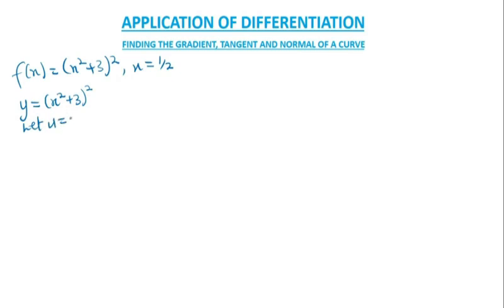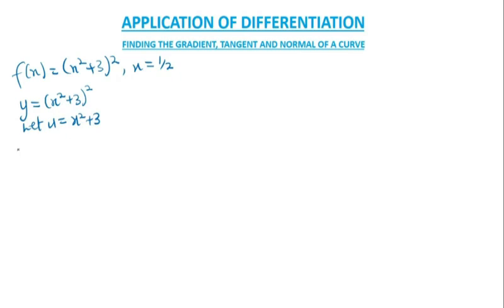Alright, so given that we have f of x is equal to (x squared plus 3) all squared, we have to find the gradient of the curve at the point x is equal to half. So first of all, we need to differentiate the function we have over here. Now this function f of x can be rewritten as y is equal to (x squared plus 3) all squared. Now we say let u be equal to what we have in the bracket, x squared plus 3.